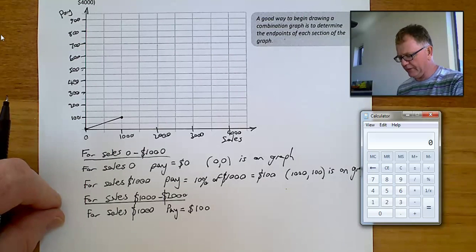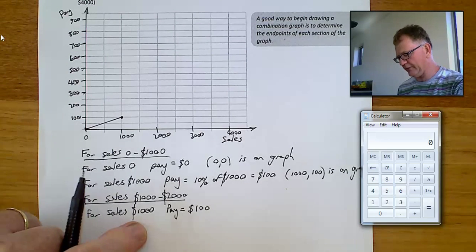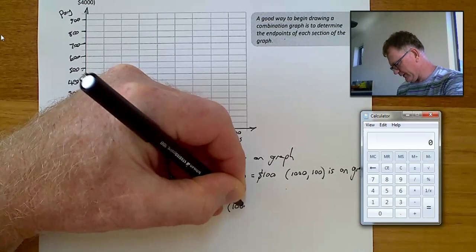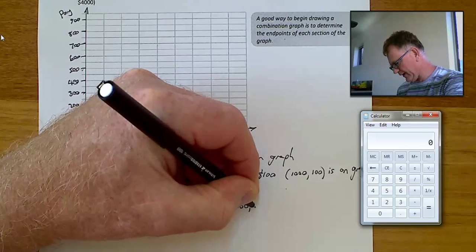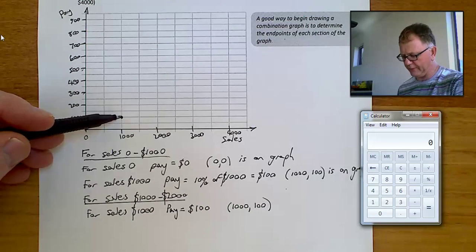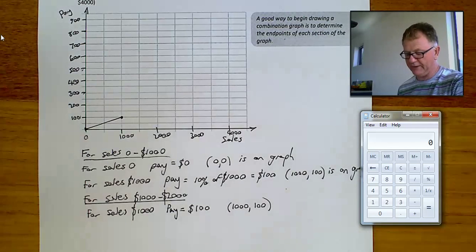So that means that we've found that the point 1,000, 100 is on the graph. The next section starts at that point and goes on. Now we've already put that point on the graph from here. So we'll probably find that we can shortcut this process a little bit after we've done this graph. There's probably no need to do all of this working out.